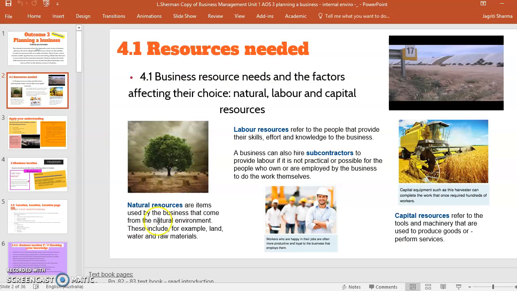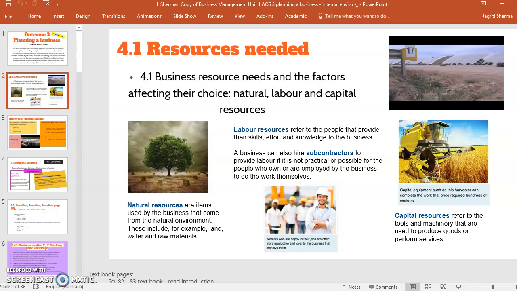Let's start with the natural resources. What are the natural resources? Like the word itself says, these are the items used by the business that come from the natural environment. For example, land, water, raw materials. These are the resources that can be sourced naturally.